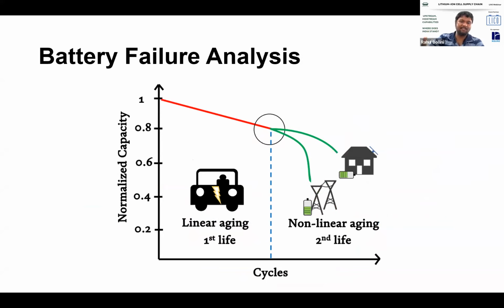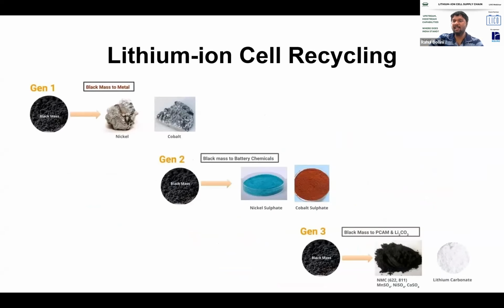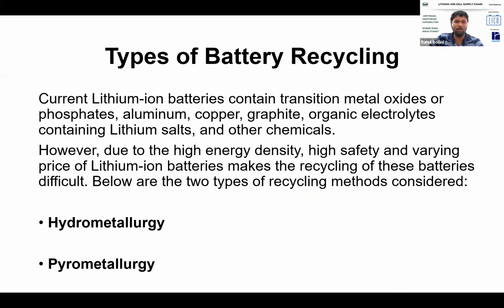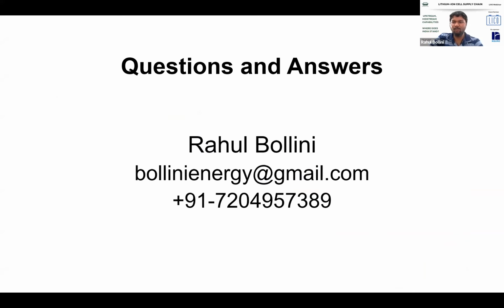So let me talk about the battery failure analysis. This is the first stage and the second. The second is not as linear as the first one, like I told. And there's lithium ion recycling. I'm sure Utkarsh and Gaurav will be talking more about it. Earlier the intention was to recover the metals and put them in sulfuric acid to achieve the sulfates. Now it is to get the sulfates as directly as possible. And the future is looking towards getting the pCAM and the carbonates and hydroxide directly, so that it's much simplified. Types of battery recycling: there is hydro and pyro, and hydro is more preferred because it's more green and uses less energy. So I think that will be all from my side.